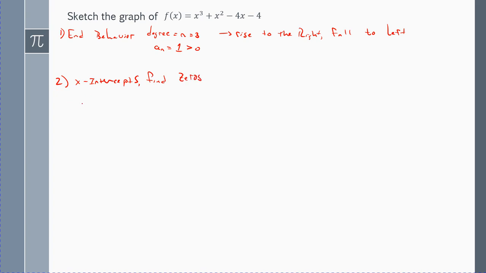So to find that, I'm going to take this, set it equal to 0 and solve. So it's x cubed plus x squared minus 4x minus 4 is equal to 0. I'm going to group the first two terms together because it's a 4-term polynomial. This becomes 4x plus 4. I can factor out an x squared. I'm going to factor out a 4.